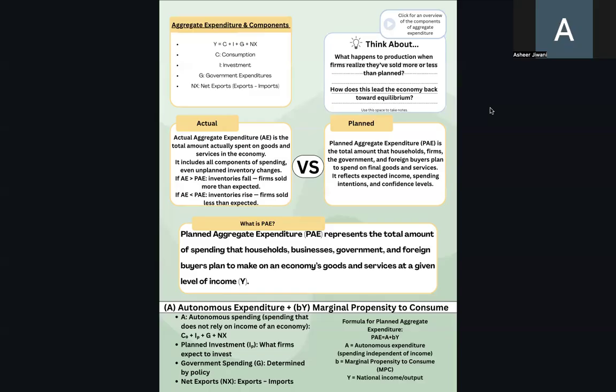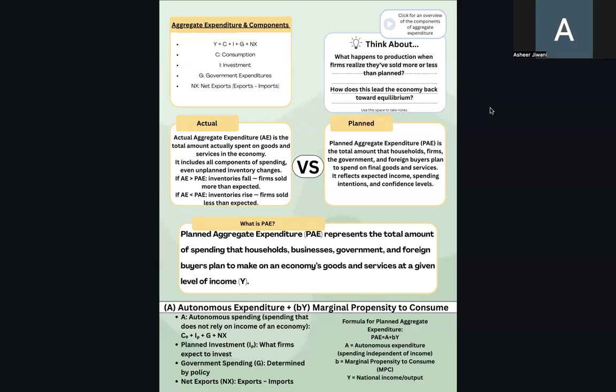So this is basically the slope of the line on your graph. The formula is going to be B equals the change in consumption over the change in aggregate expenditure. So, for example, if B equals 0.75, that means that households are going to be spending 75 cents of every extra dollar they earn, and then they're going to save the other 25 cents. So they don't spend every dollar they earn, they save some of it.